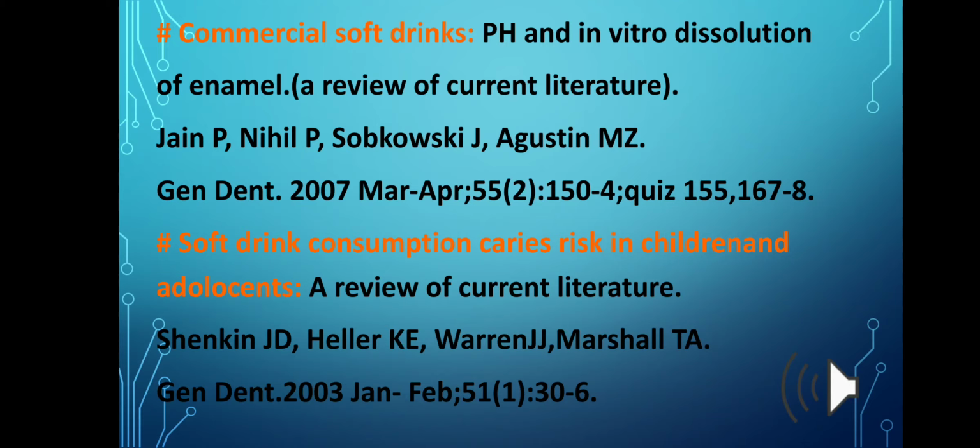This paper addresses the changing consumption of beverages among children and adolescents, the health consequences of such a change, and a new caries risk assessment tool that can be utilized in a private practice setting. This review was studied by Jonathan D. Shenkin et al., General Dentistry, 2003, January to February.